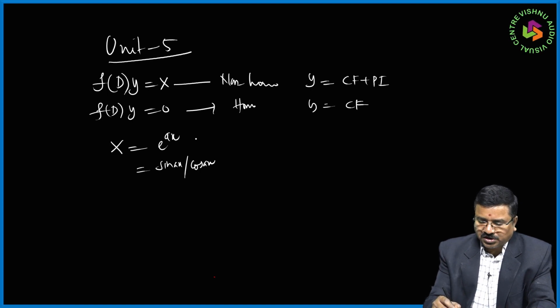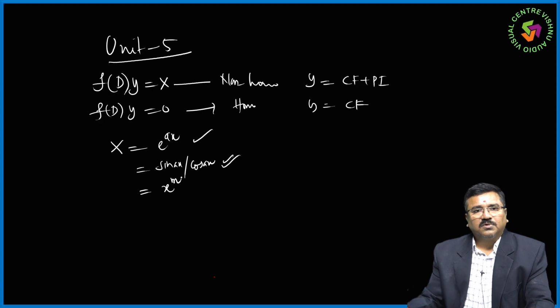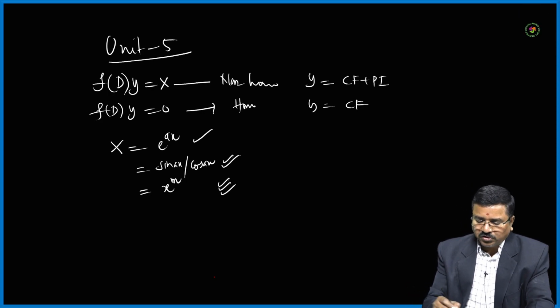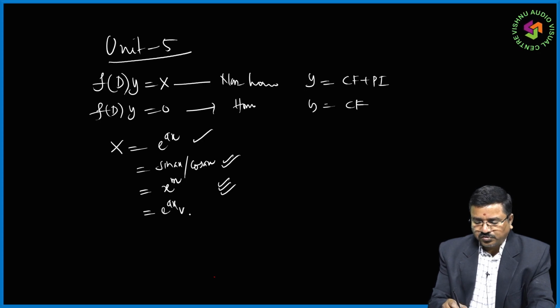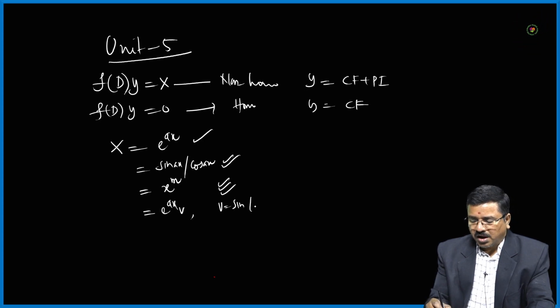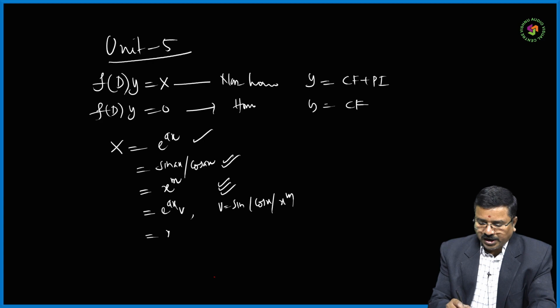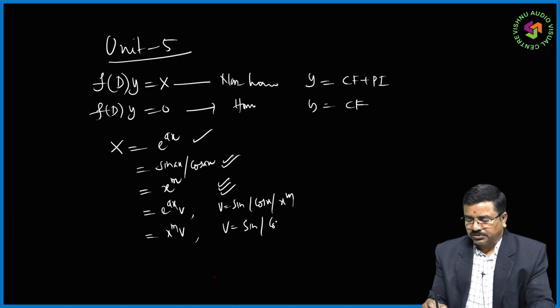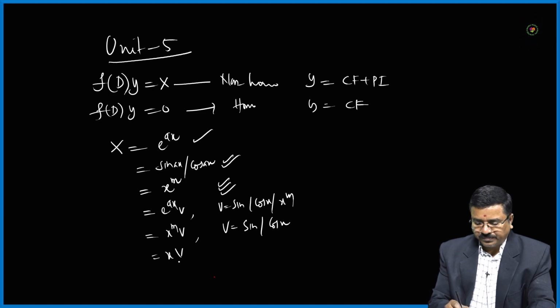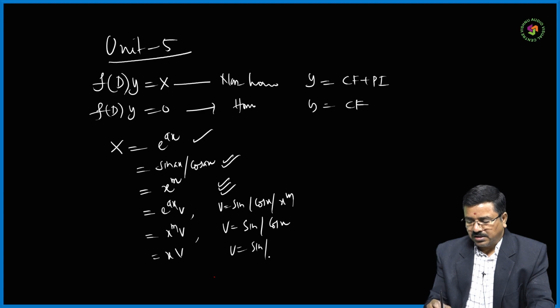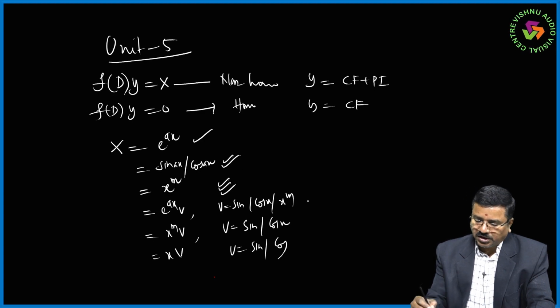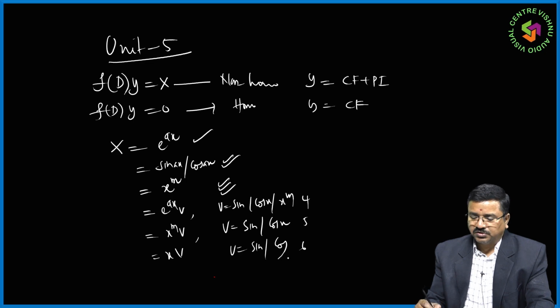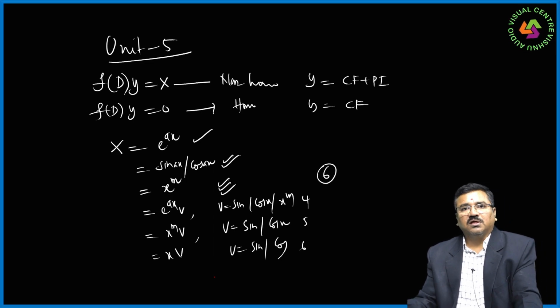So this is the first shortcut, and this is the second shortcut. The third one is the polynomials; for polynomials also there is a shortcut. The fourth one, e to the power of ax into v, where v may be sin or cos and polynomial. The fifth one, x to the power of m into v, where v may be sin and cos. The sixth one, x into v, where v is also sin and cos. So in total we have 6 shortcut methods.